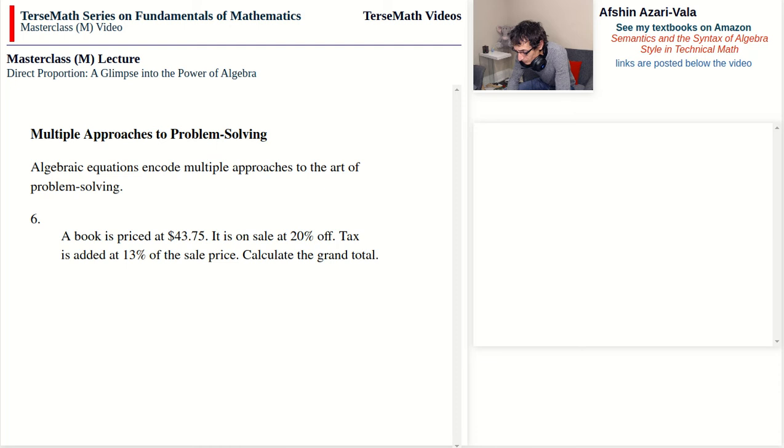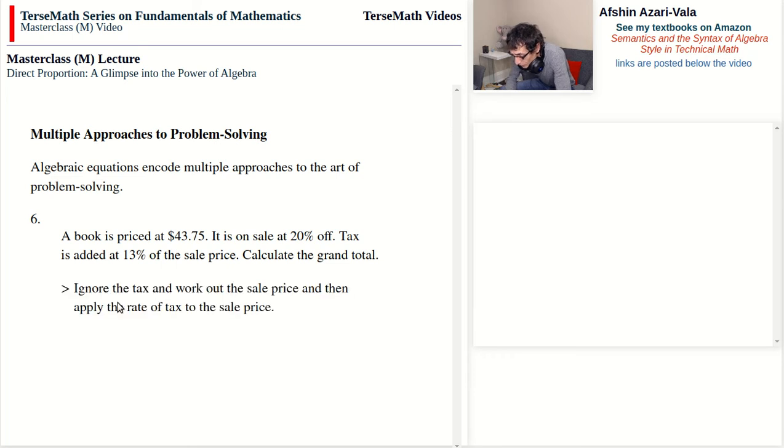Now, with this problem, the way we would normally go about solving it, as we have done before, is to work out the sale price, and then we add the tax on top to find the grand total. So basically the steps are that we ignore the tax initially and work out the sale price. We only work with the discount, and then once we've worked out the sale price, then we worry about the tax and work out the amount of tax and add it to the sale price.